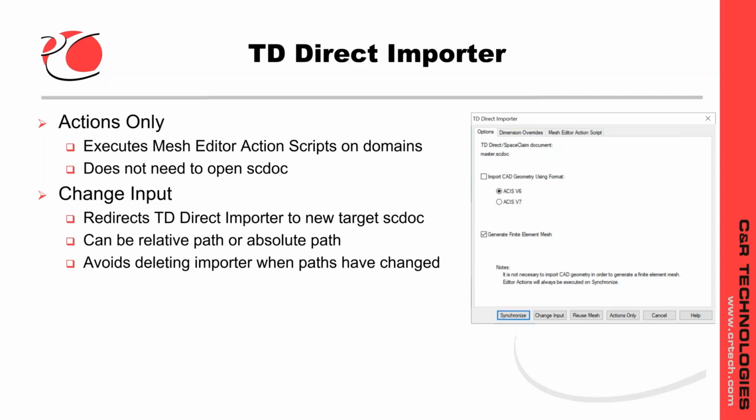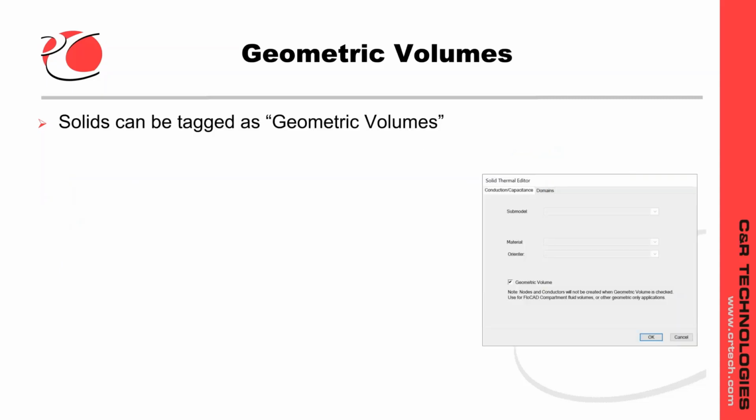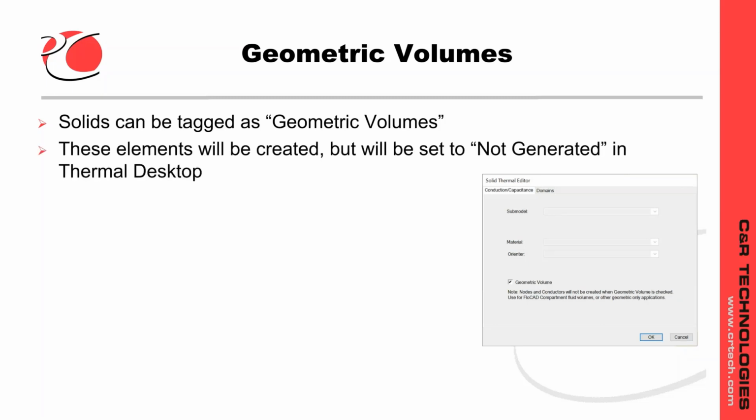You don't have to delete the importer and recreate it. Moving past the importer, we've added geometric volumes. Solids can be tagged as geometric volumes. This is a thermal tag inside TD Direct. That's just a checkbox.